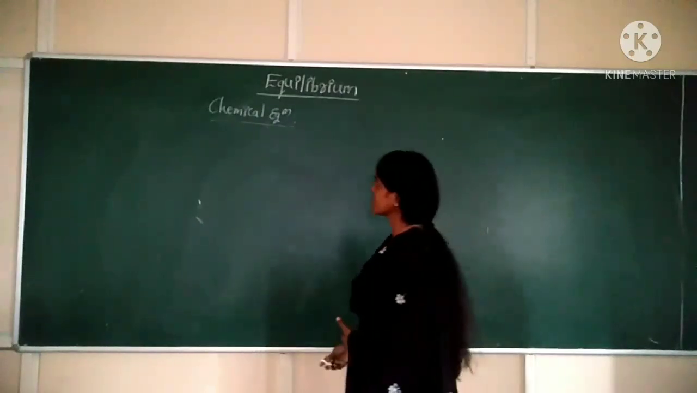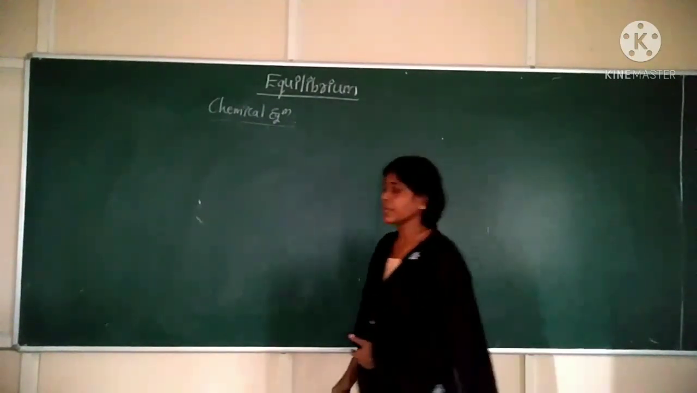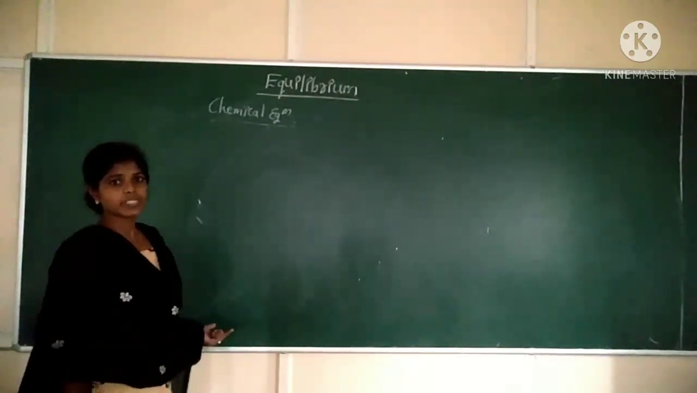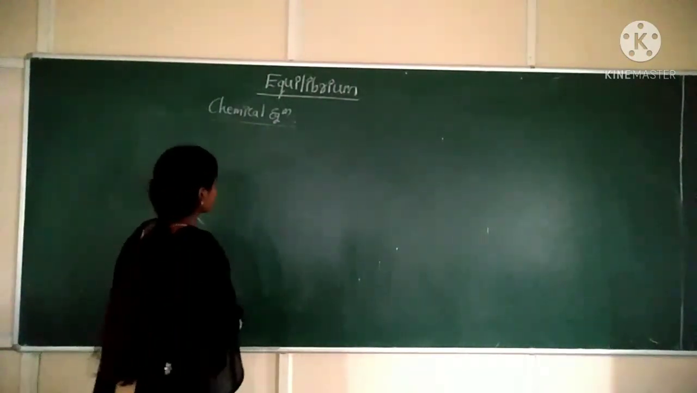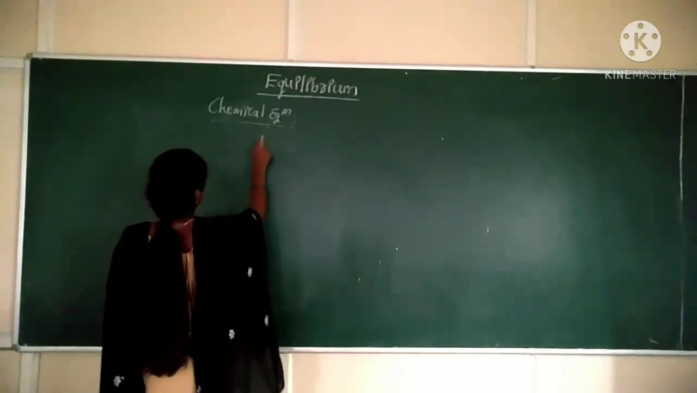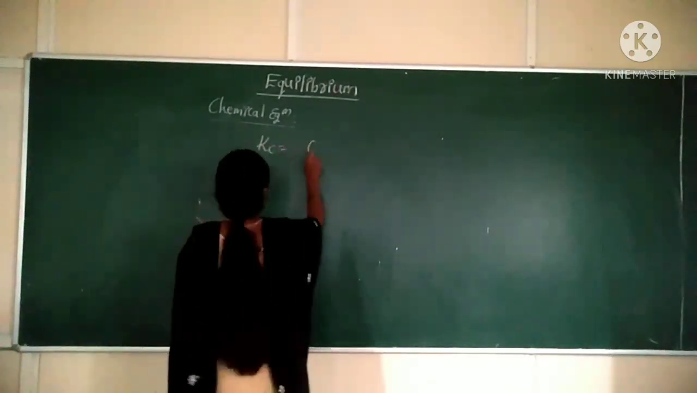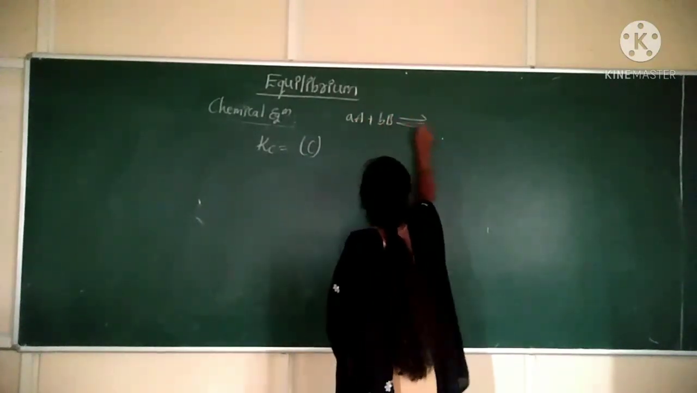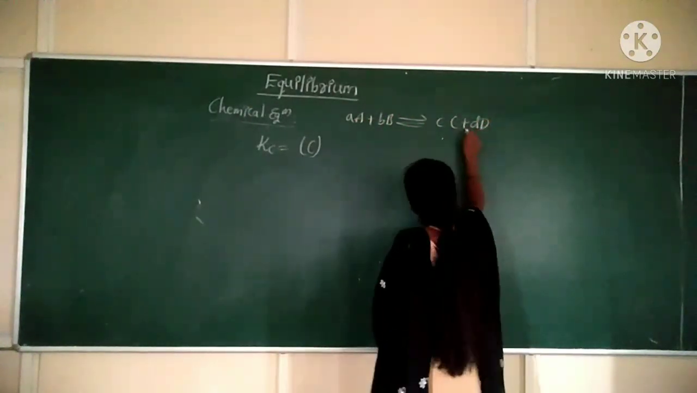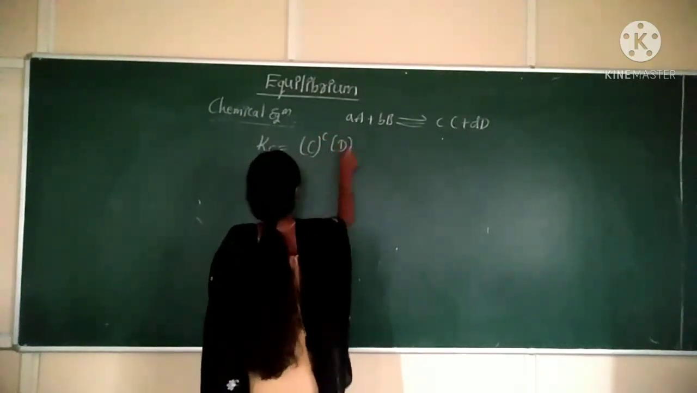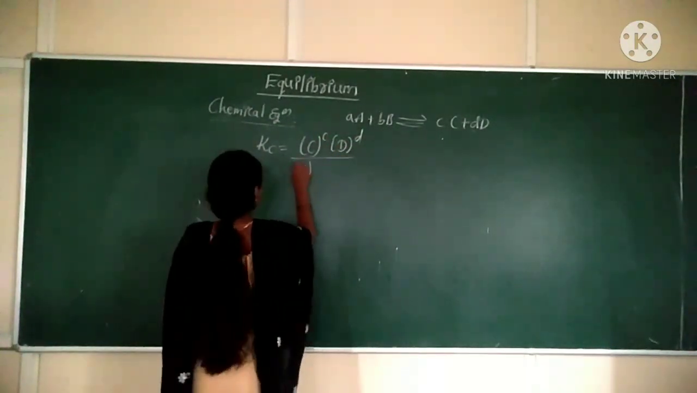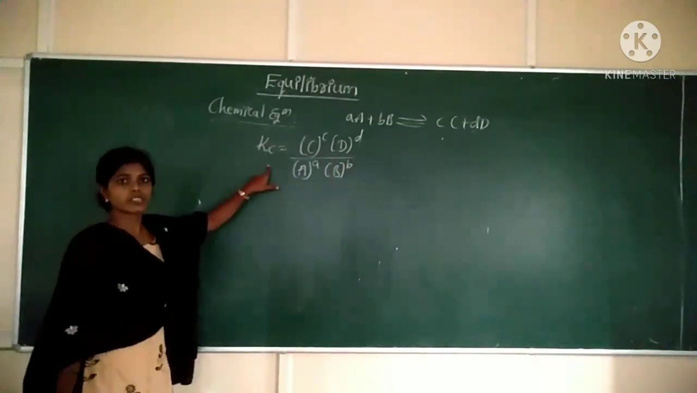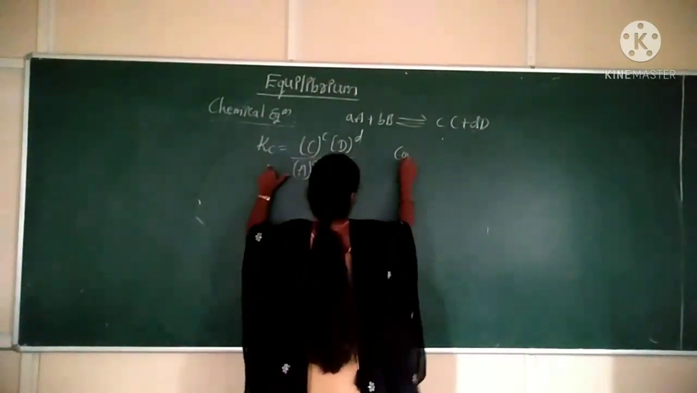So in chemical equilibrium, we discussed the law of mass action. That is the law of mass action in terms of what? Concentration terms. Kc is equal to what? Kc equals [C] to the power c, [D] to the power d divided by [A] to the power a into [B] to the power b. Correct? This is the equilibrium constant in terms of concentration.